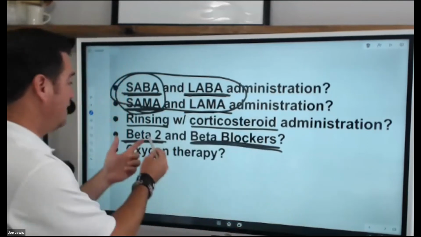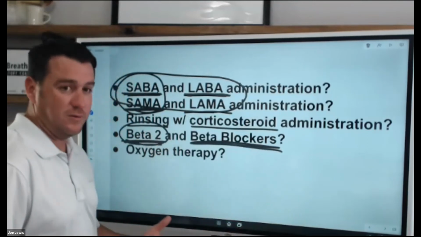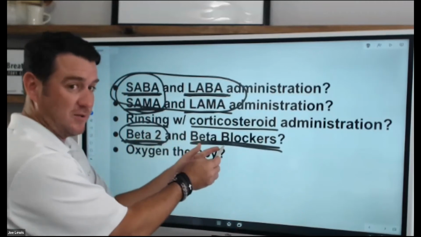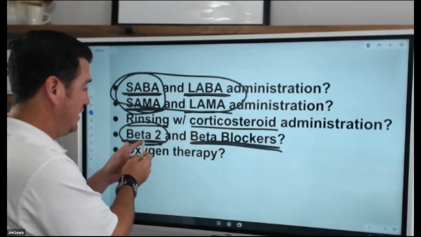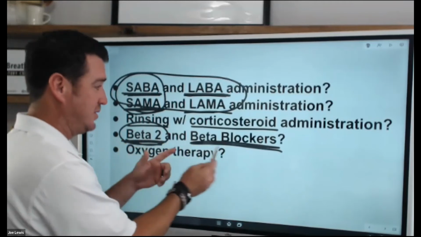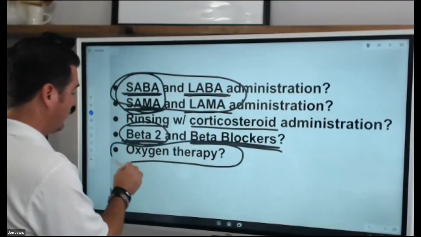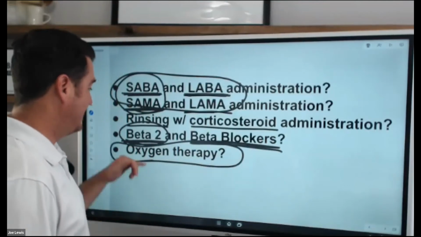And here we are giving a beta-2. So are we trying to block the beta receptors, or are we trying to ignite the beta receptors? Questions. What are we doing here, right? And then the last one I have before we jump into our main topic is oxygen therapy.